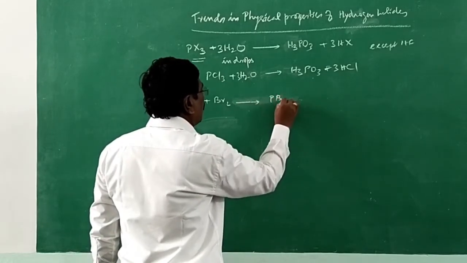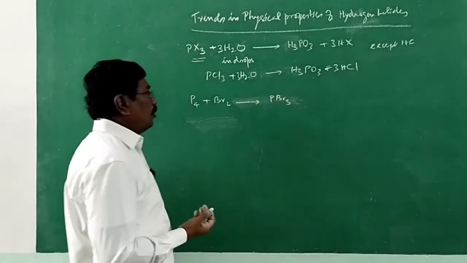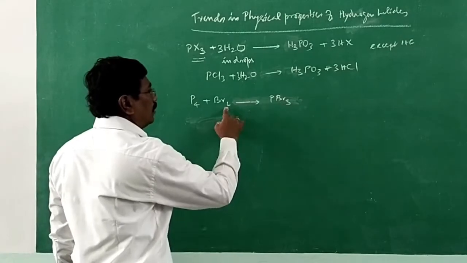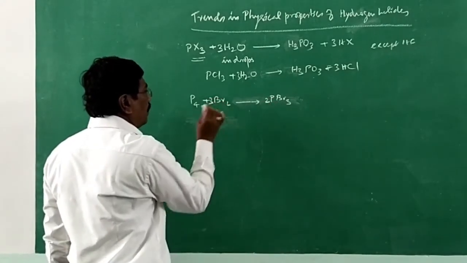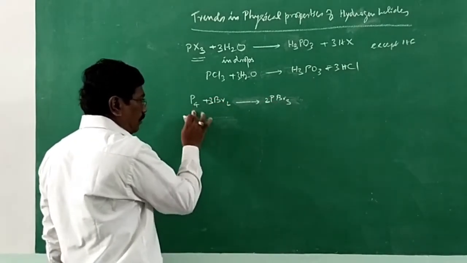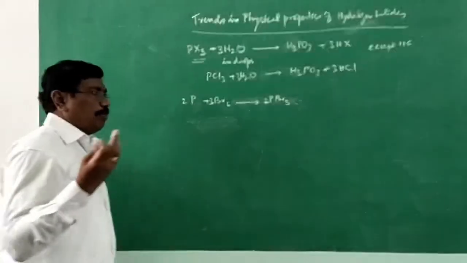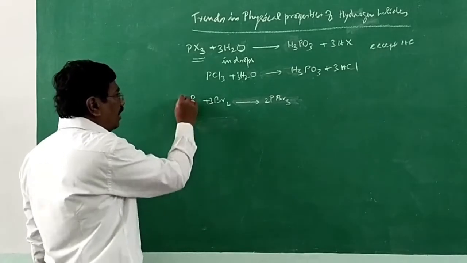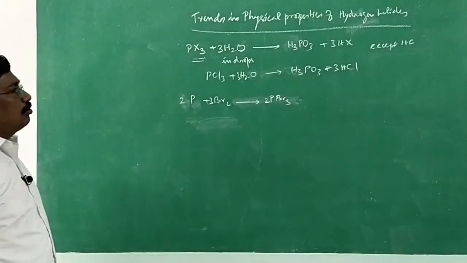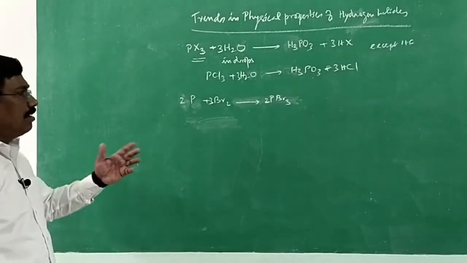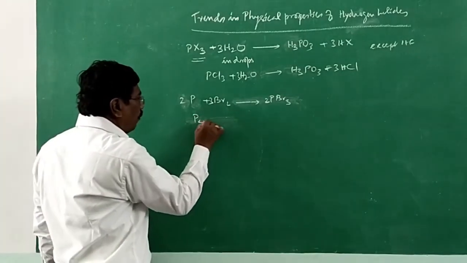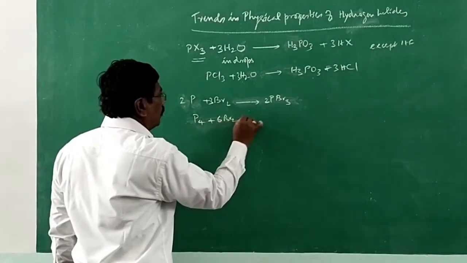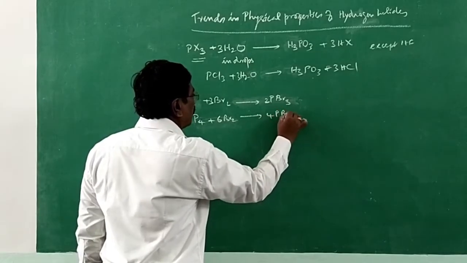It forms PBr3. How to balance the equation? 3, 2. Therefore, I can write 2 and 3, but it is P4. If I write P4, if it is 2P, I can write 2P, but usually we write P4. In the book, they are given only like this: 2P plus 3Br2 gives 2PBr3. Nothing wrong. But if I write P4, it has to be 6Br2 gives 4PBr3.